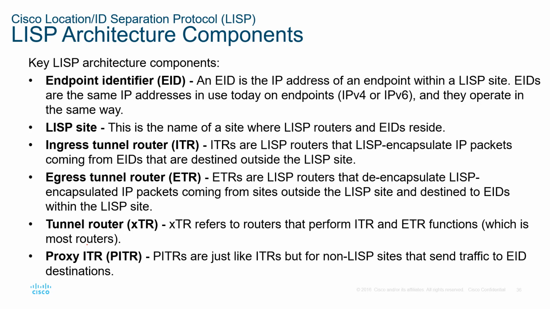These are basically the LISP routers that the encapsulated packets will be coming from our EIDs, either destined outside or inside the network, again depending on egress versus ingress. We also have a tunnel router, and this will refer to the routers that will perform our ITRs and our ETRs. We also have a proxy ITR, known as a PITR. They're just like regular ingress tunnel routers, but this is for non-LISP sites that will send traffic to the appropriate EID destinations.